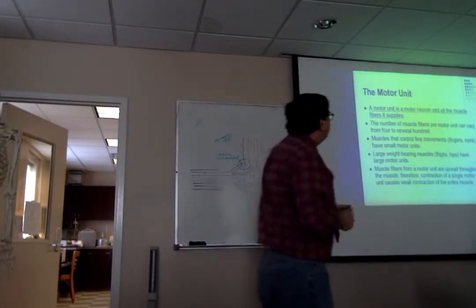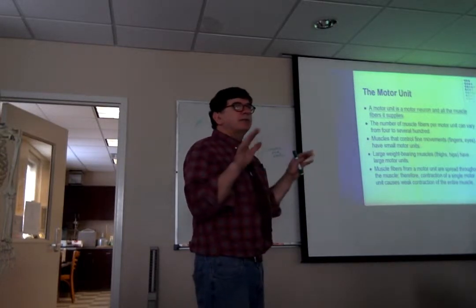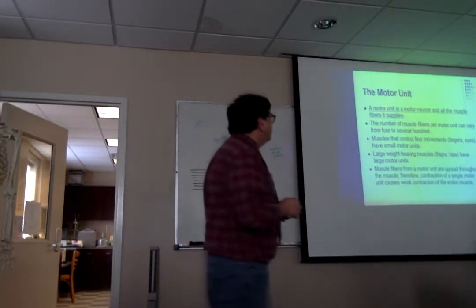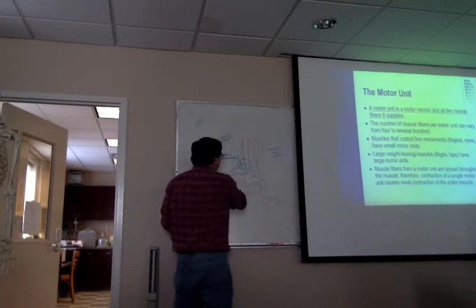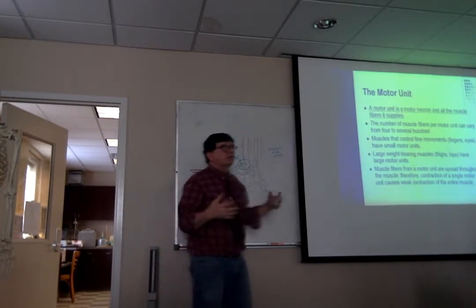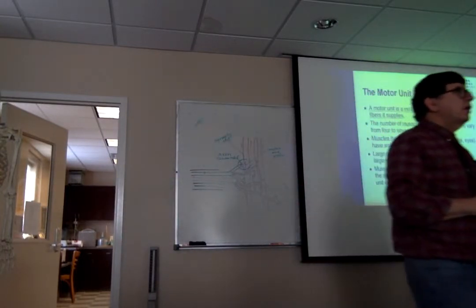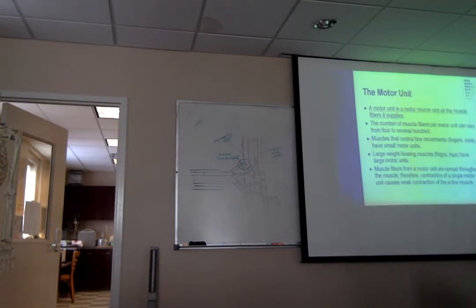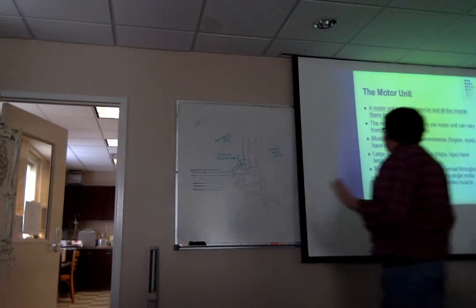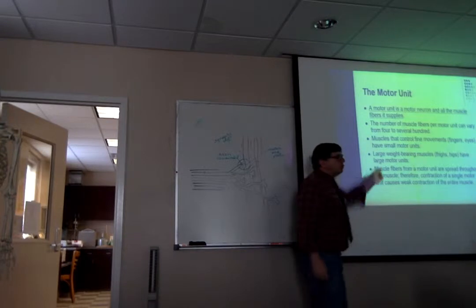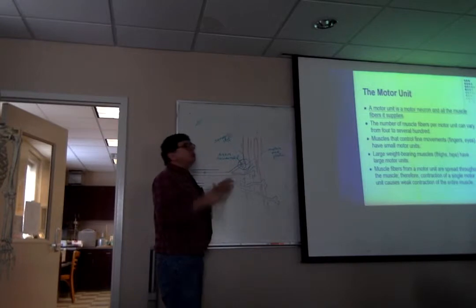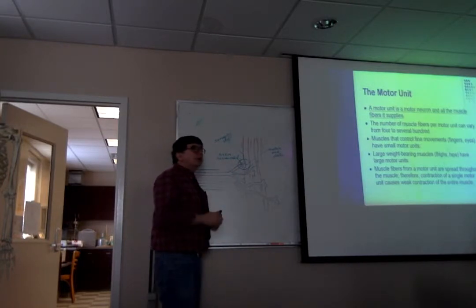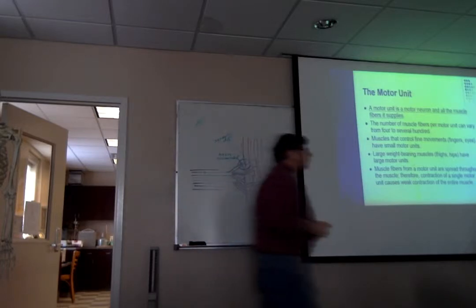Okay. Muscles that control fine movements, like the muscles of the hand or the muscles of facial expression, have very small motor units. In other words, each neuron or axon is only providing innervation to maybe 3 or 4 or 5 different muscle fibers. On the other hand, large weight-bearing muscles like the gluteus max, or the hamstrings, or the quadriceps muscle, have large motor units where a single axon or neuron may branch numerous times, innervating, let's say 100 or 200 muscle fibers. Okay?